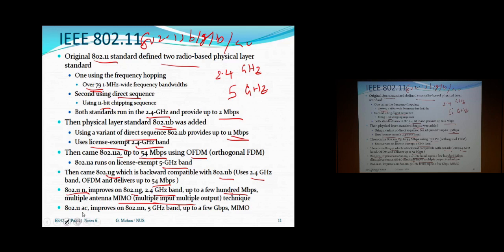Similarly, the recent one, 802.11 AC, improves on 11N. It operates in the 5 gigahertz band and is able to offer up to a few gigabits per second data rate. It also uses the MIMO technique, multiple input, multiple output. This is how they have been evolving.